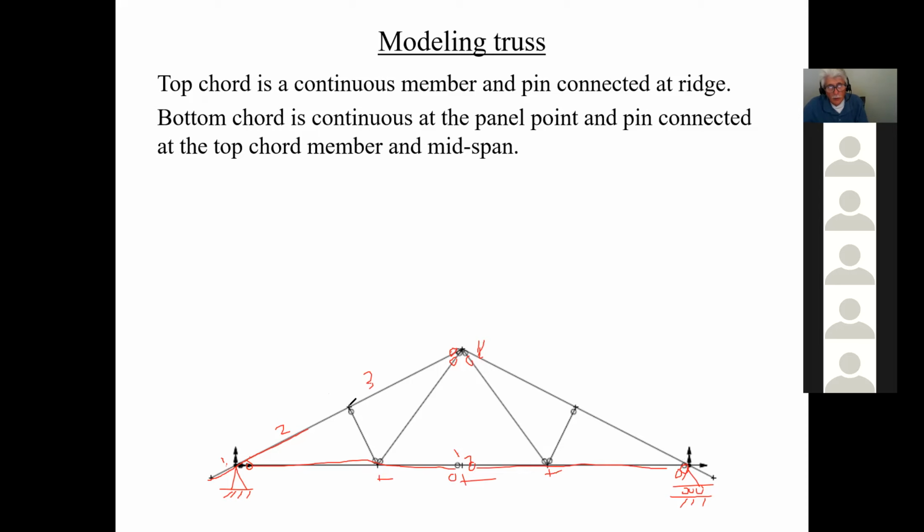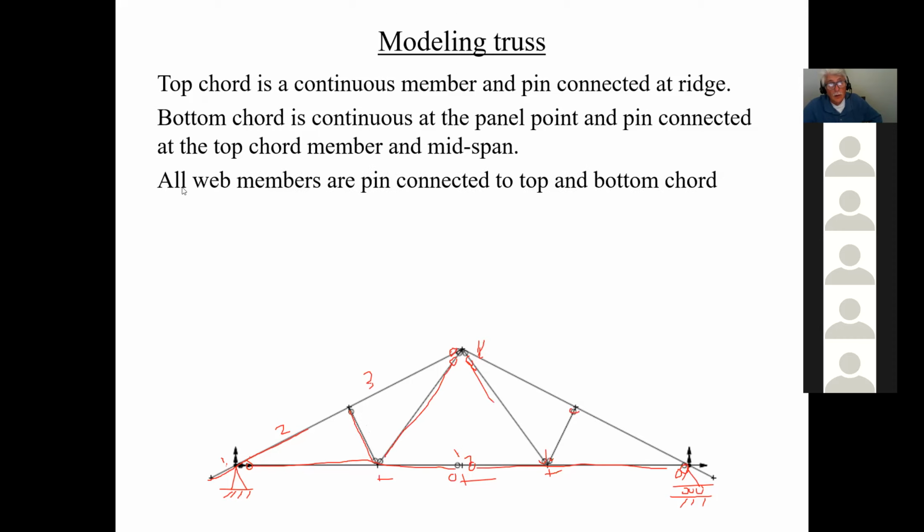Now, the web members, this is a web member, that's a web member, that's a web member. These are pinned at both ends. They can be fixed or they're pinned. So the web members are pin connected at the top and bottom chord, okay?